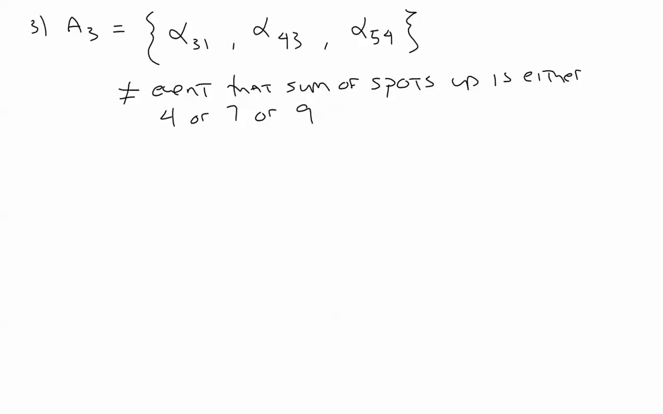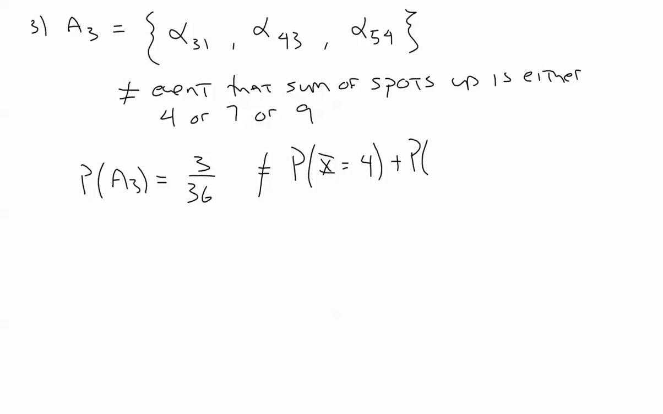I do, however, have three outcomes in this event, and they're equally likely. There are 3 of the equally likely 36 outcomes in my sample space. It's true that I can write down that the probability of A3 equals 3/36, but this is not equal to the probability that x, my random variable, which is the sum of spots up, equals 4 plus the probability that x equals 7 plus the probability that x equals 9.